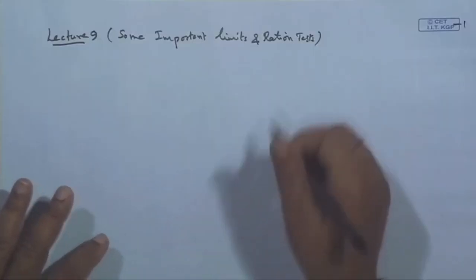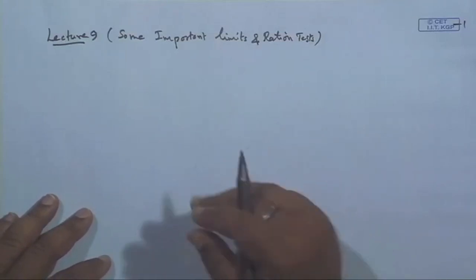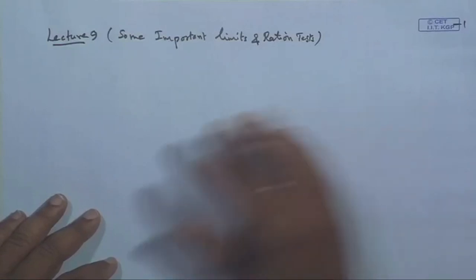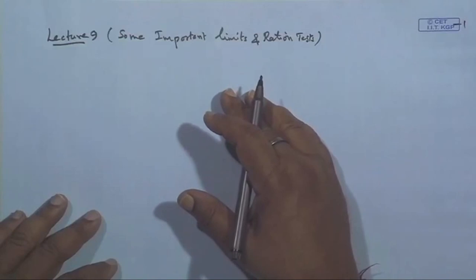Okay, so today we will discuss a few important limits and the ratio test. But before this, let us start with the previous thing. We were discussing the monotonic sequence. There are two types of monotonic sequence: one is the non-decreasing sequence, and the other one is the non-increasing sequence.